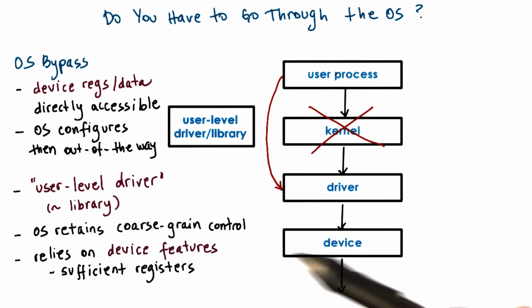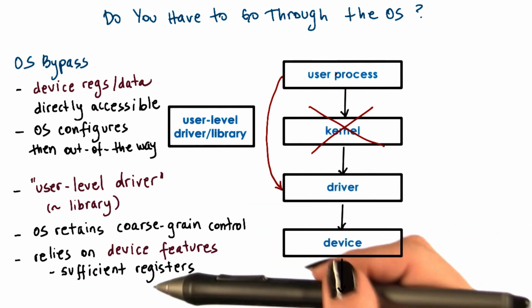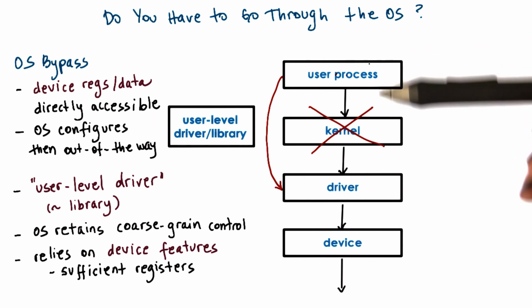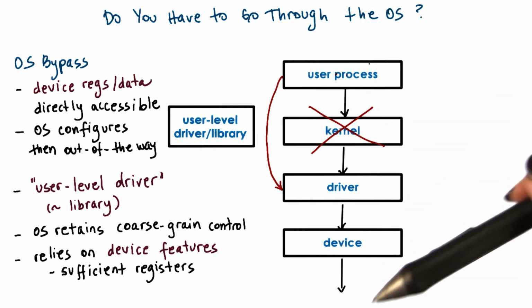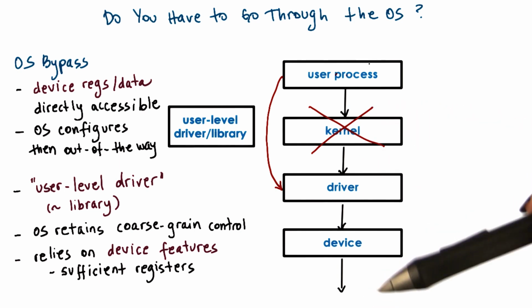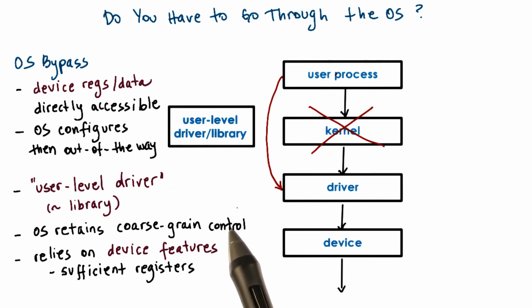Like, for instance, the device has to have sufficient registers so that the operating system can map some registers to the user process, so the user process can perform the default device functionality like send, receive if it's a network device, or read, write if it's a disk device, but still retain access to whatever registers are used for configuring and controlling the device that are needed for these coarse-grained control operations.